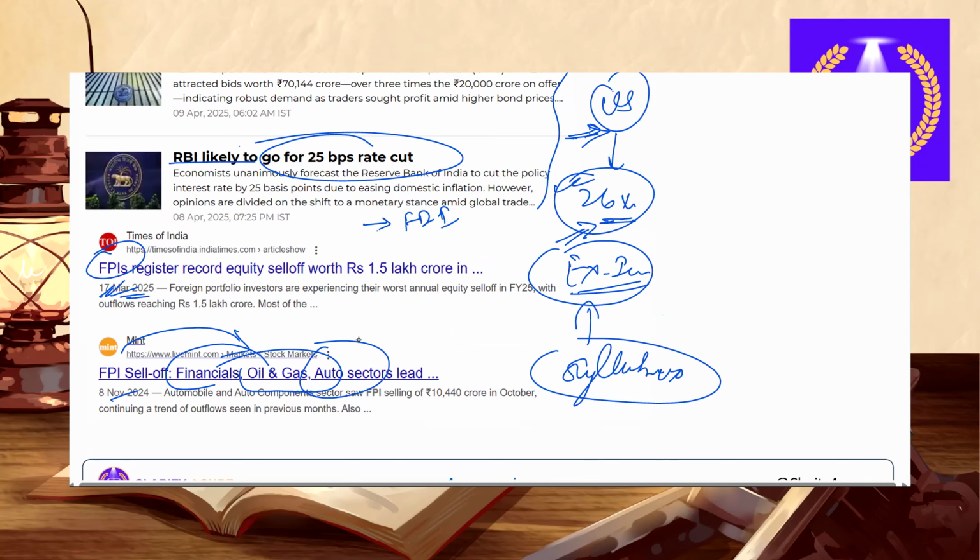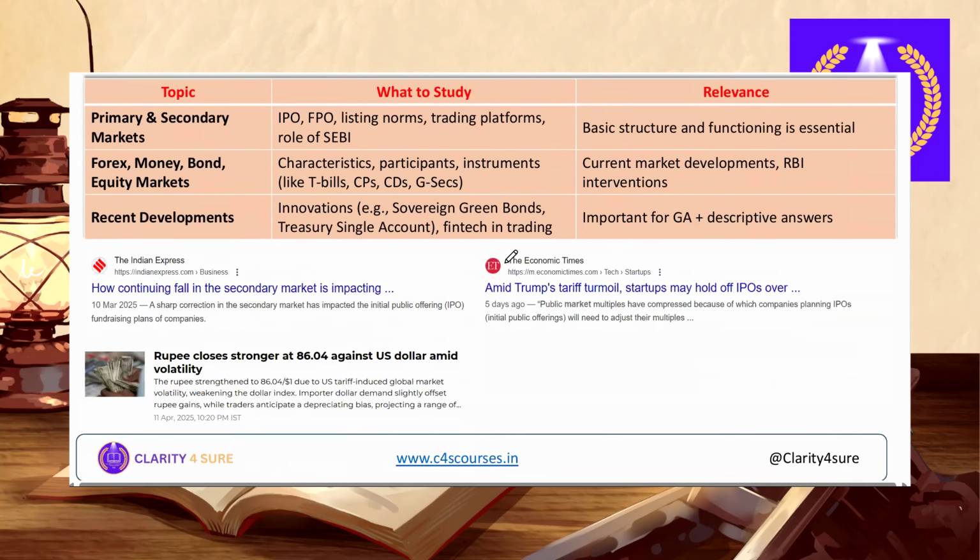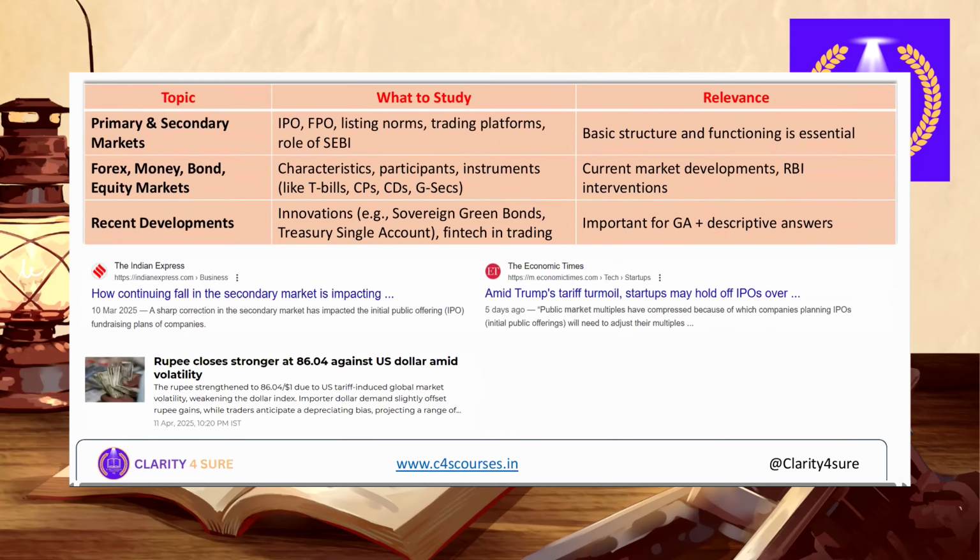These are the things in your static syllabus, and this is the news. In this way only you can decode your syllabus and frame the things, in which direction you need to go. Then see here the third part, the second part, the primary and secondary sector.